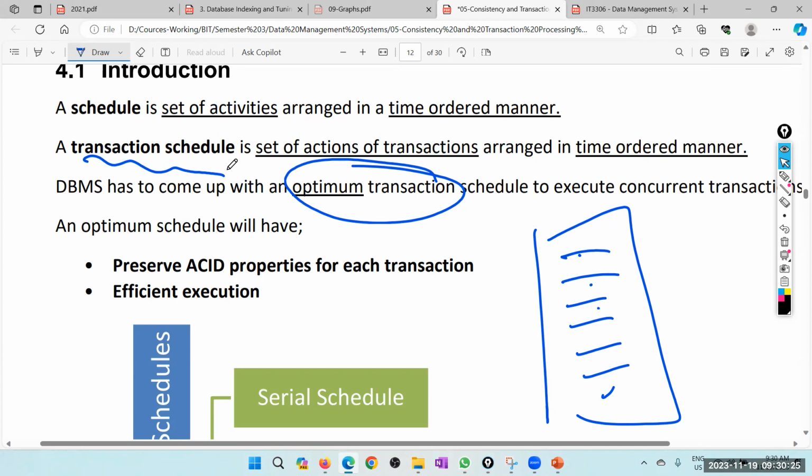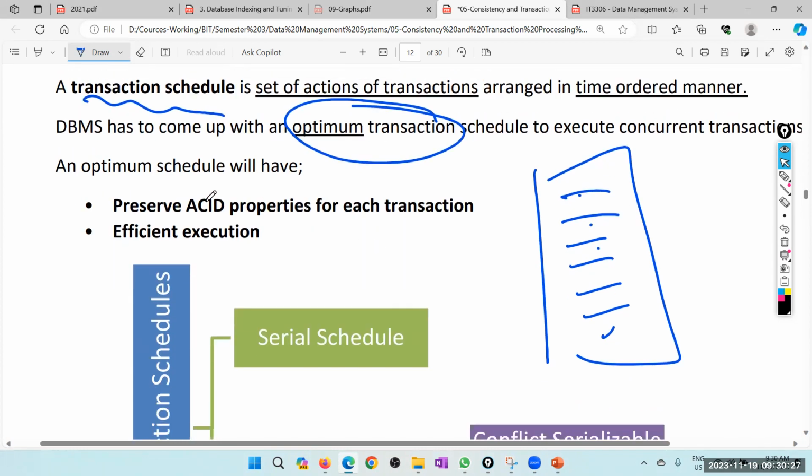So how do you optimize? You make sure that you preserve the asset properties and, at the same time, that it is efficient. Preserve asset properties, execute as efficiently as possible.